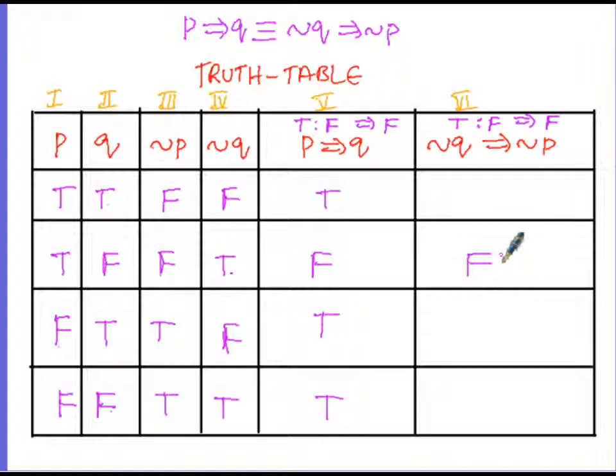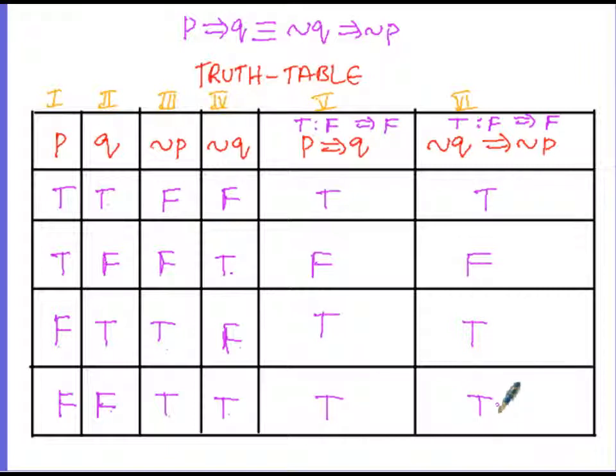Here we have to see in the reverse manner: negation Q is false, but here we need negation Q as true. So here false and true, so we won't get the implication as false. So here it is true and true. So here the remaining truth values will all be true.